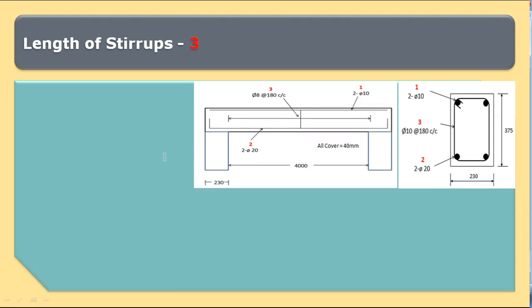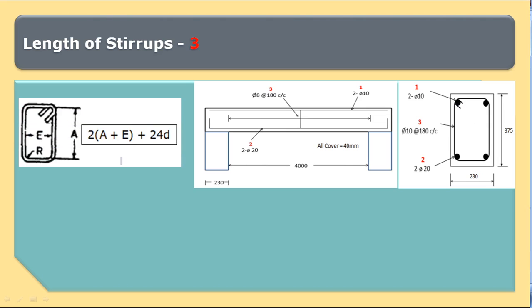Similarly, we'll calculate the length of a single stirrup. The length of a single stirrup is calculated based on the shape of the stirrup. Here the stirrup is of rectangular shape with hook, and so the length of a single stirrup is equal to 2 into (A plus E) plus 24D. 24D is the provision for hook. A is the vertical distance of the stirrup measured from center to center of the bar diameter, whereas E is the horizontal distance measured from center to center of the bar diameter.